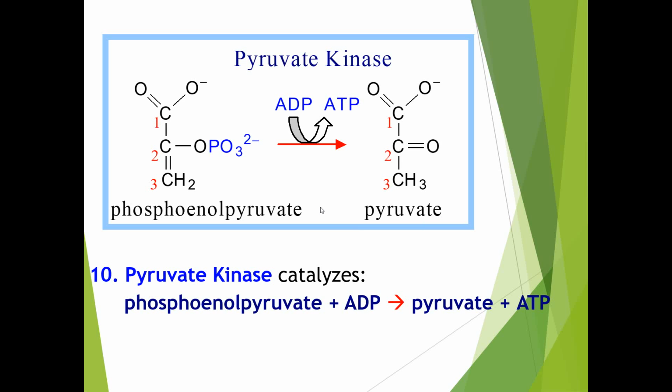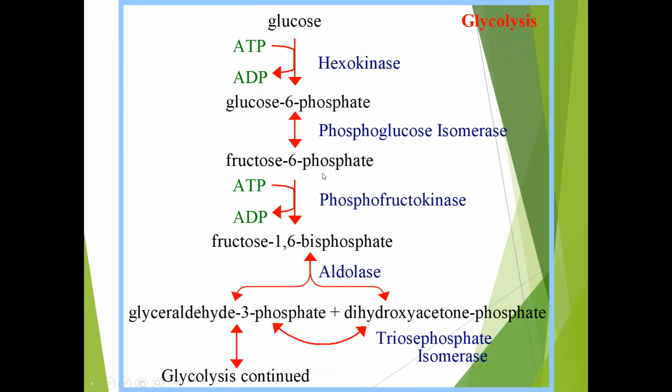So up to this 10th step the glycolysis pathway runs in aerobic animals. Aerobic animals means animals in the presence of oxygen, those animals which contain the respiratory chain. Now we will overview the glycolysis pathway.